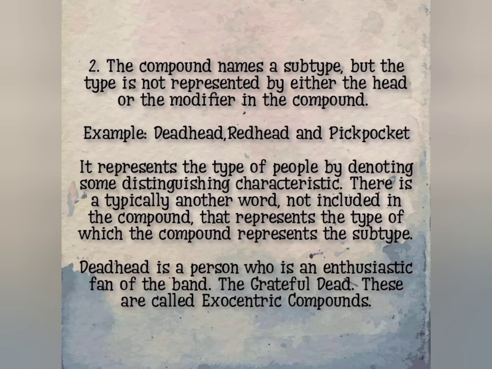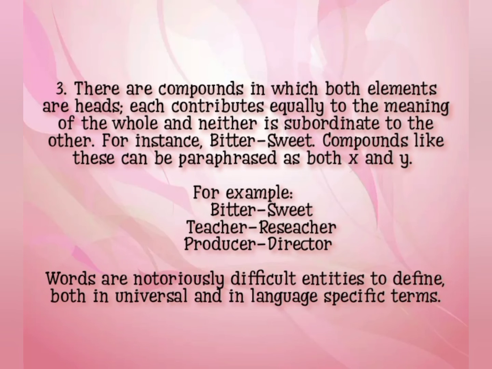Then, number two: the compound names a subtype, but the type is not represented by either the head or the modifier in the compound. For example, deadhead, redhead, and pickpocket. It represents the type of people by denoting some distinguishing characteristic. There is typically another word not included in the compound that represents the type of which the compound represents the subtype. So our example was a person: a deadhead is a person who is an enthusiastic fan of the band The Grateful Dead. These are called exocentric compounds.